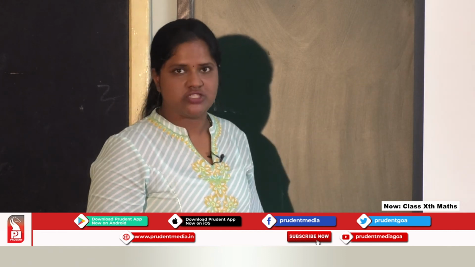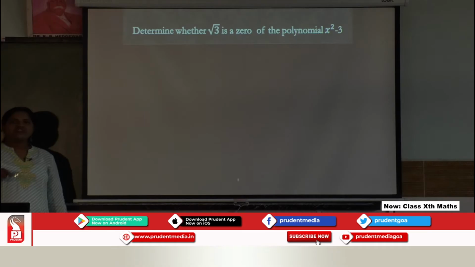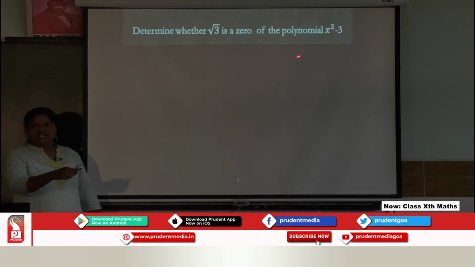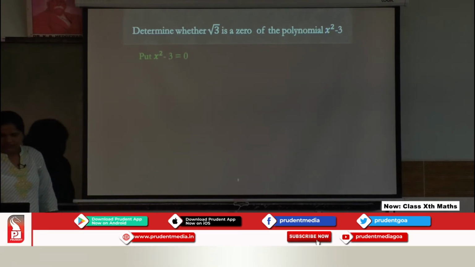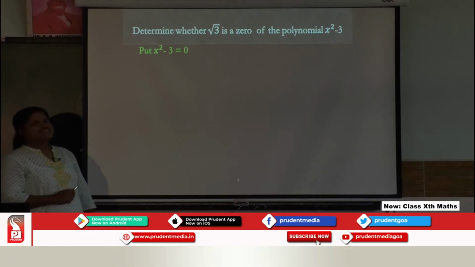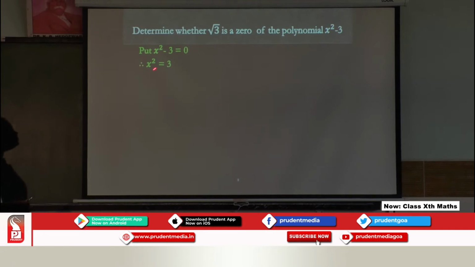Let us have a look at one more type of problem in the same category, that is zeros of the polynomial. Determine whether root 3 is a 0 of the polynomial x square minus 3. What we are supposed to do is check whether this answer really satisfies this equation. So let this equation be equal to 0, since we are finding the zeros. Then what do you get next? You have x square is equal to 3, that is negative 3 will become positive 3.